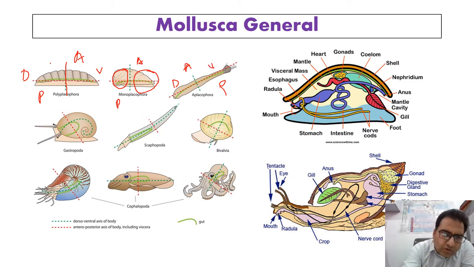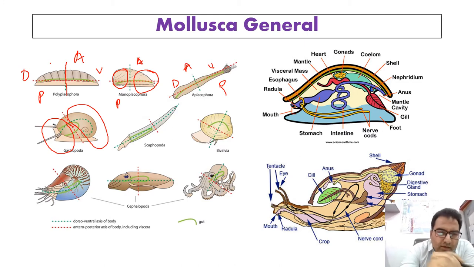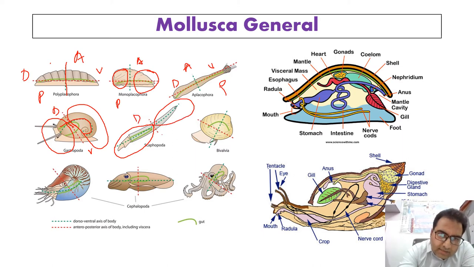Then we have the Gastropoda, wherein this part is the anterior side and this is the posterior side. This green line divides the organism into the dorsal and the ventral side. Then we have the Scaphopoda, which we name the tusk shells. This is the anterior part of the tusk shell and this is the posterior part. And this is the dorsal side and this is the ventral side.